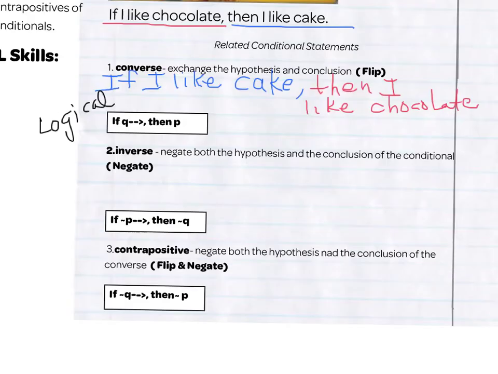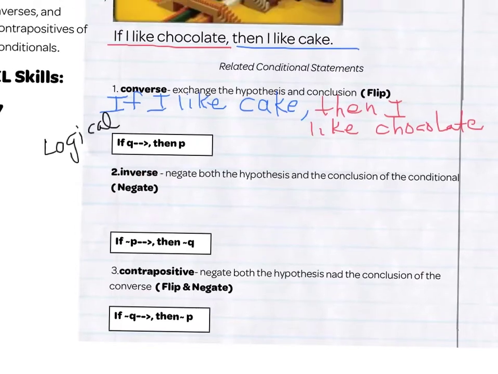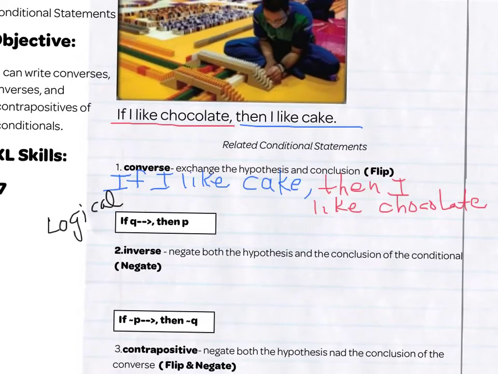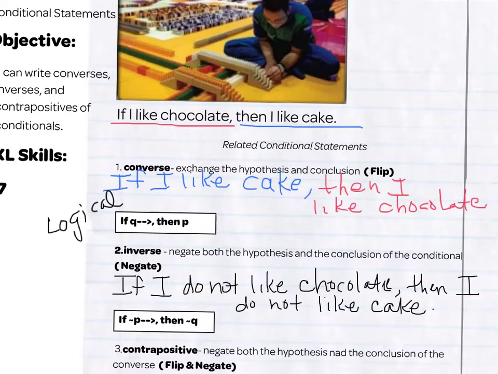The next related conditional that we want to know is called the inverse. And the inverse is when we negate the hypothesis and the conclusion of the conditional statement. Basically, the short is negating. So if I go back to the original conditional, and here it is, now I'm going to write the inverse using the original conditional statement. Here is our inverse, and it says, if I do not like chocolate, then I do not like cake.